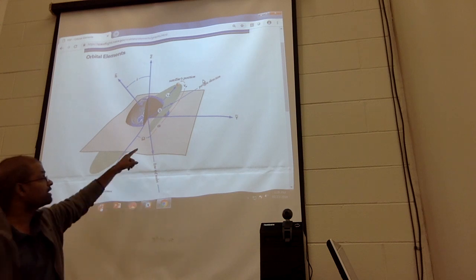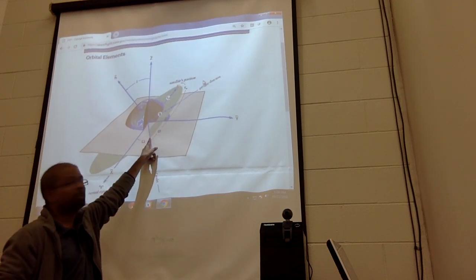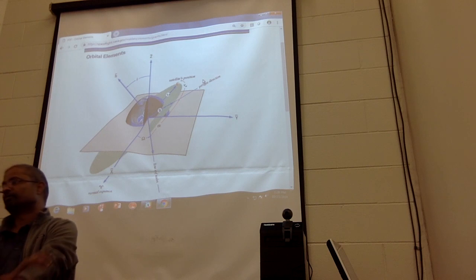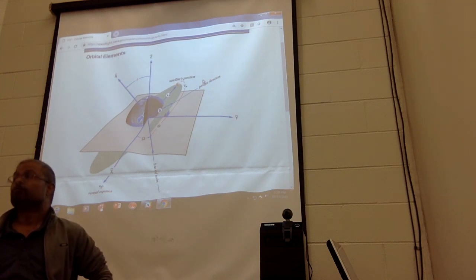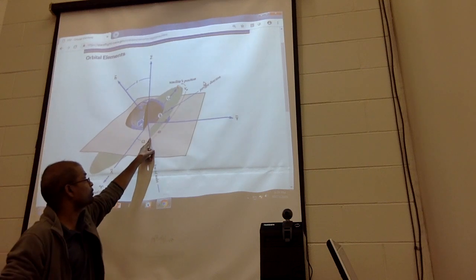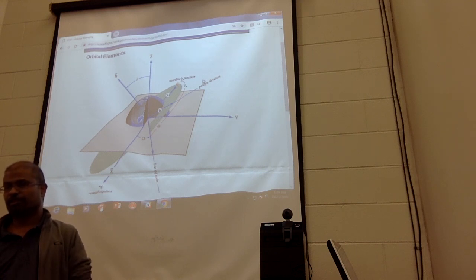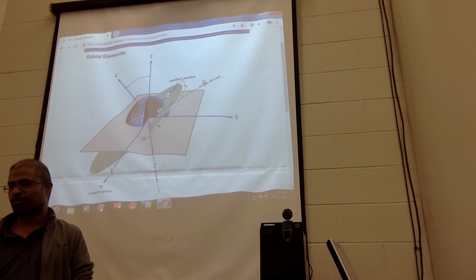Got it? Because the center of this line, the center of the line of nodes, is what? It's the place where the two planes intersect, right? But that is what the line is. But what is the center of the line of nodes? The line of nodes is from the ascending point to the descending point. What is at the center? The core, the center. It's the focus. You get it?